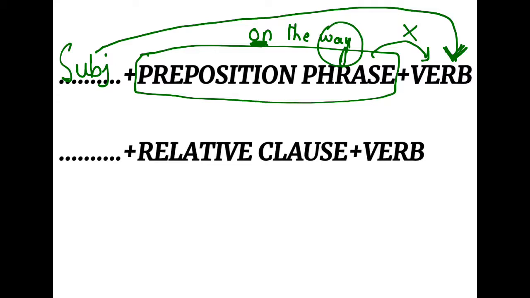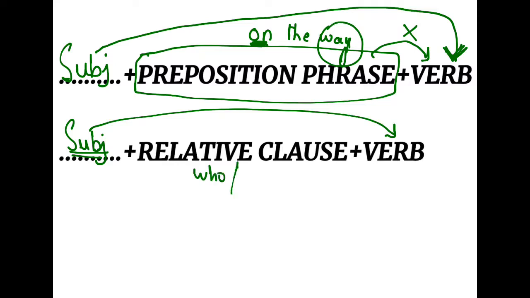Relative clause, I have told you that if a subject is present behind a relative clause, it will take its verb. The verb will be singular or plural. It is decided by the subject that is present behind the curtain of a relative clause. And this relative clause is a structure that starts with who, which, or that. These are the most frequently used relative pronouns.